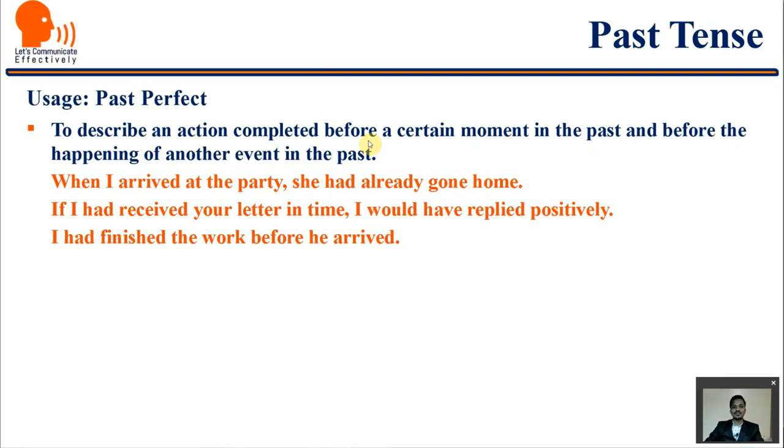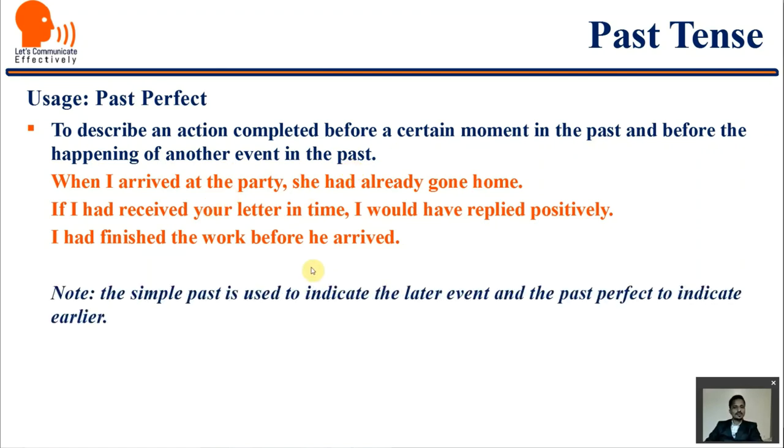So it describes an action completed before a certain moment in the past and before the happening of another event in the past. Here, the simple past is again used to indicate the latter event and the past perfect to indicate the earlier one. So continuous and perfect past indicate the earlier action, and simple past is always used to indicate the latter action. How? When I arrived: I arrived is simple past tense. This indicates the latter event, because she had already left.